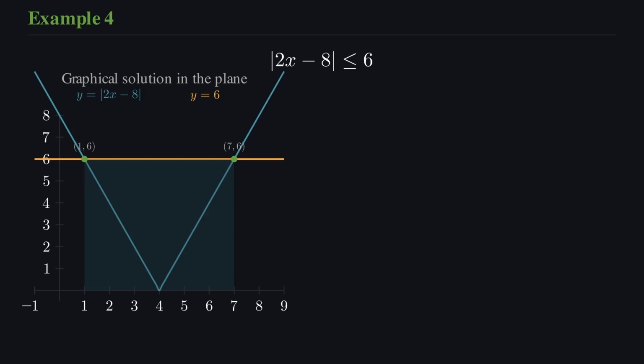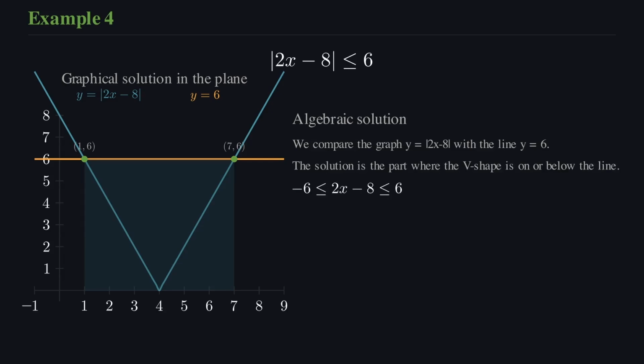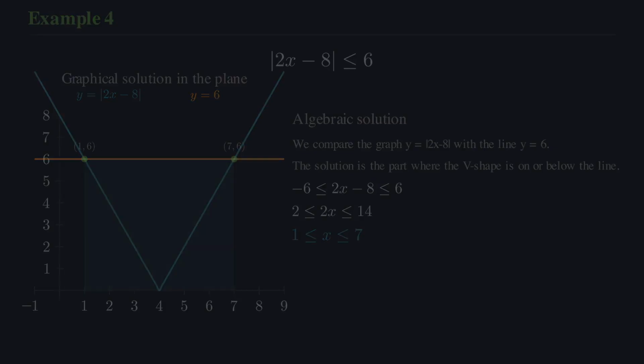Now solve it algebraically. Absolute value of 2x minus 8 less than or equal to 6 becomes negative 6 less than or equal to 2x minus 8 less than or equal to 6. Add 8 everywhere. 2 less than or equal to 2x less than or equal to 14. Divide by 2, 1 less than or equal to x less than or equal to 7. So the algebraic answer is the same interval we read from the graph.